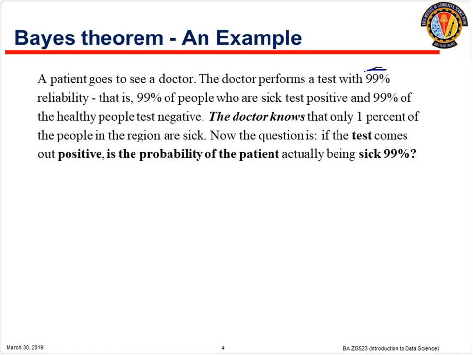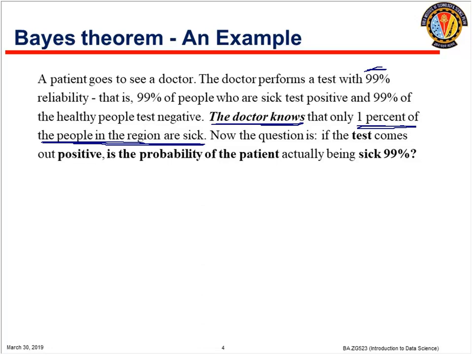Now there is certain other condition here: only 1% of the people in the region are sick. It's not a very prevalent disease, it's not quite common, and it is known. It is known to us and to the doctor that only 1% of the people in this region are sick with this particular disease, only 1% out of the total population.